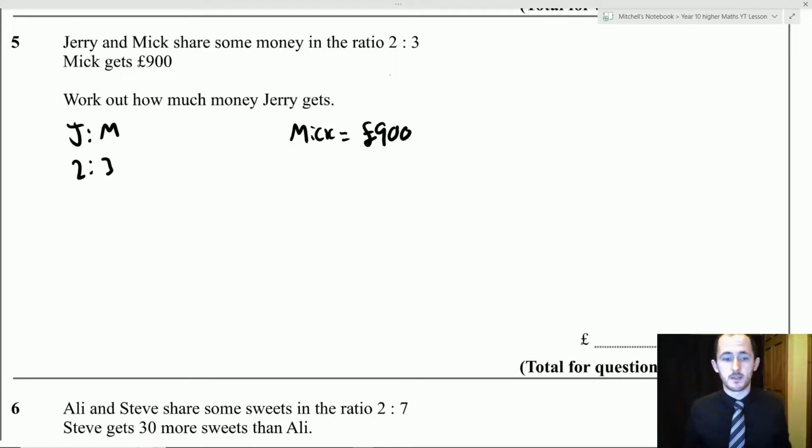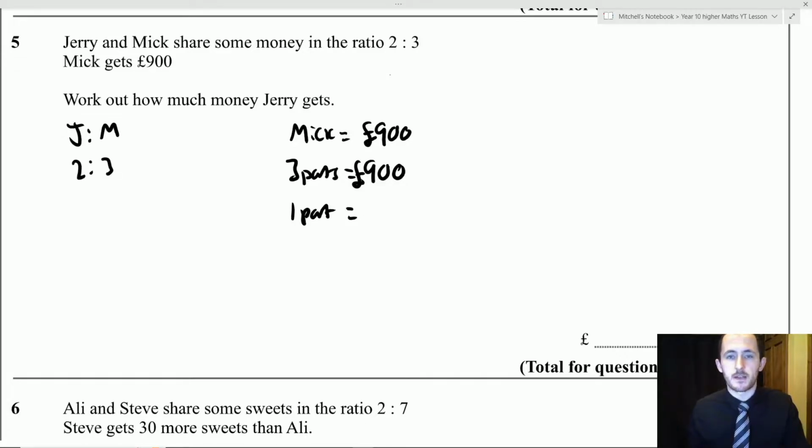There are 2 ways to do this, by the way. I'll show you the way I prefer, and then I'll show you another way. Now, Mick gets 3 parts, so we know that 3 parts equals £900. So 1 part is 900 divided by 3. 9 divided by 3 is 3, and then we just add the zeros back on, so £300.